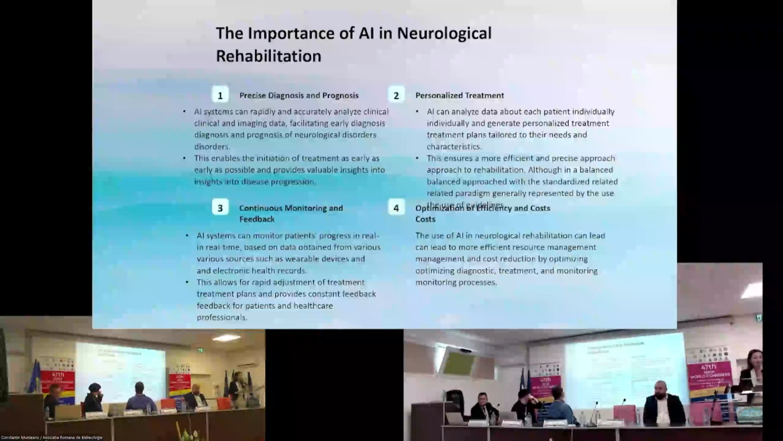AI can analyze data about each patient individually and generate personalized treatment plans tailored to their needs. This ensures a more efficient and precise approach to rehabilitation, although in a balanced approach with the standardized paradigm generally represented by the use of the guidelines. Also, AI systems can monitor patients' progress in real time based on data obtained from various sources, and this allows for rapid adjustment of treatment plans and provides constant feedback for patients and healthcare professionals. And also the use of AI would lead to more efficient resource management and cost reduction.